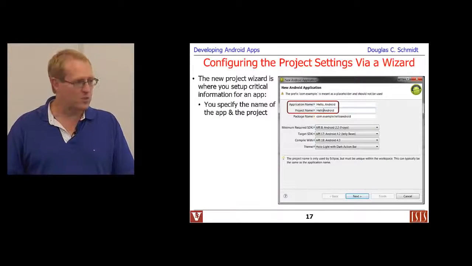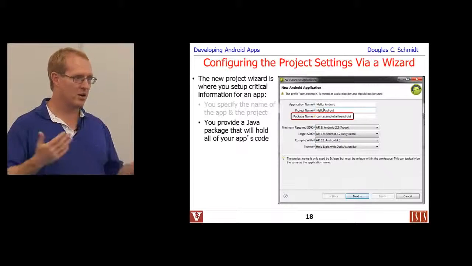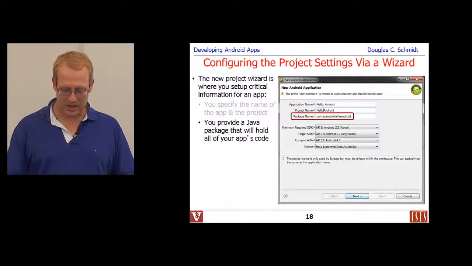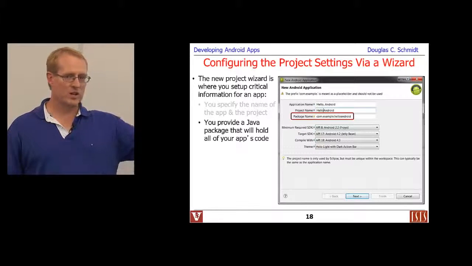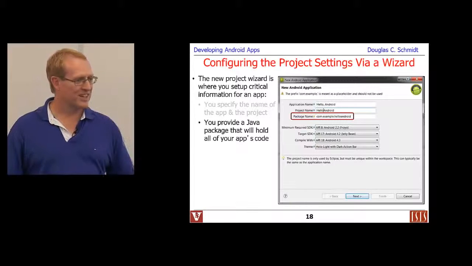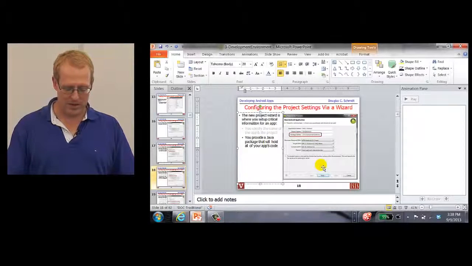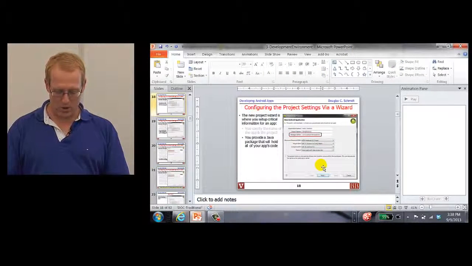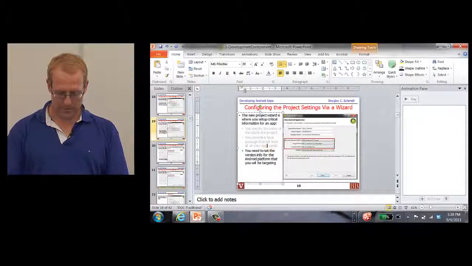So in our particular case, we're going to specify the name of the application and the name of the project. The application name is hello Android. The project name is hello Android. We're going to tell it the package name, which really just says where to put a set of nested subfolders underneath the source directory, which we'll talk about later, or the source folder. And that's where your code is going to go, your application's code. I'll fix that while I'm in here.